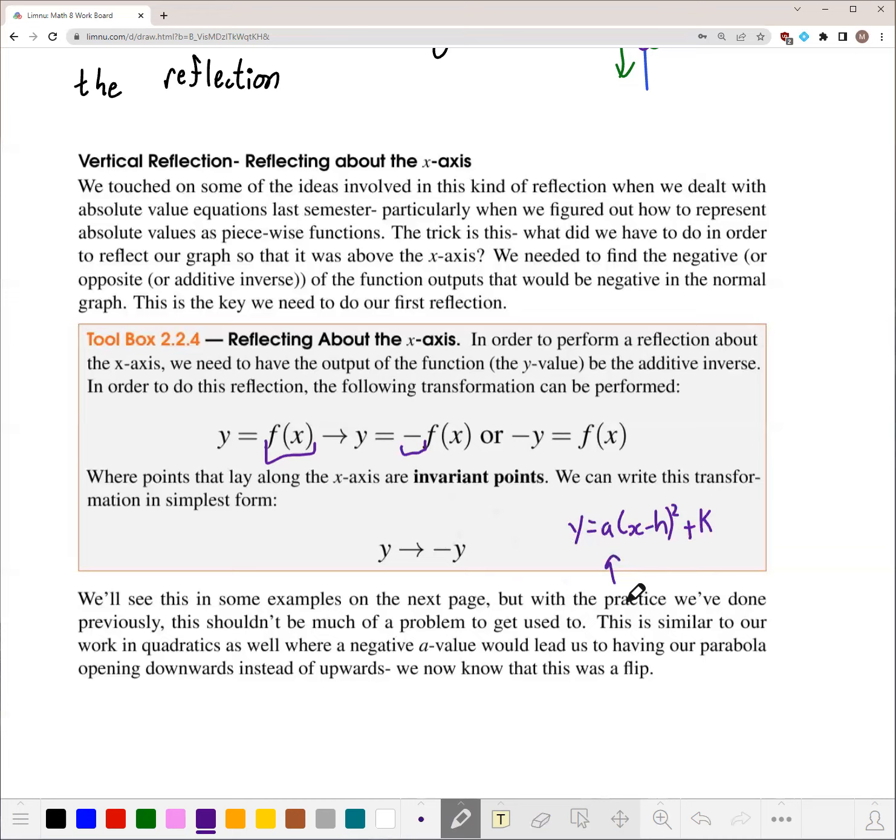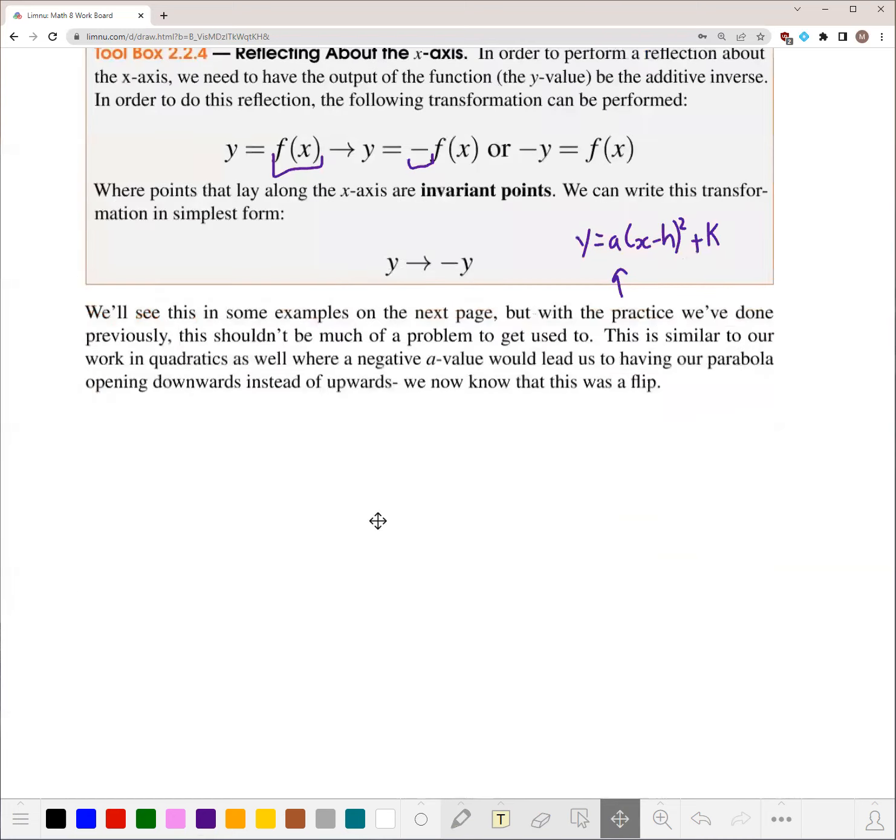So I like having the negative sign in front of that f of x as opposed to attached to the y. But if we want to use this notation, it would make sense to put it on the y, right? So to produce a reflection, we're just replacing y with negative y, or just applying a negative to our overall function. And we'll see how that looks here in our examples.